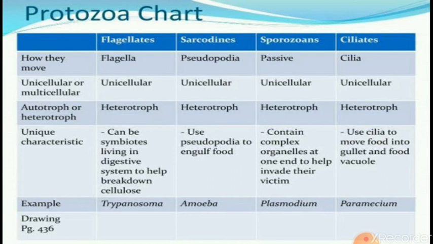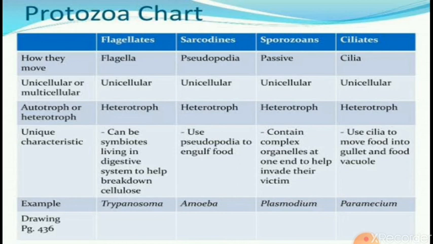In flagellata, they can be symbionts, living in the digestive system to help in the breakdown of cellulose. Sarcodina use pseudopodia to engulf food and for locomotion. Sporozoa contain complex organelles at one end to help invade their victims. Ciliata use cilia to move food into the gullet and food vacuoles.